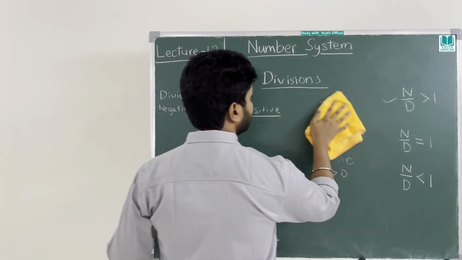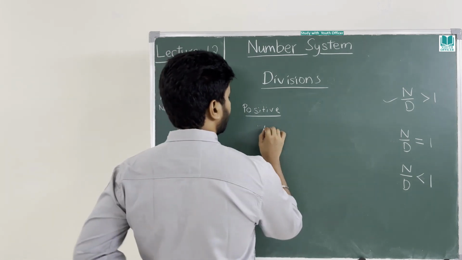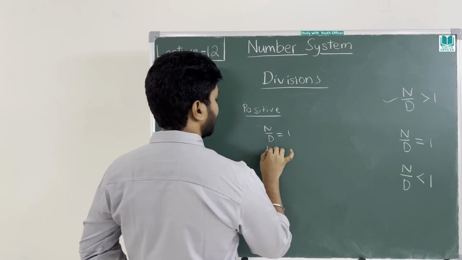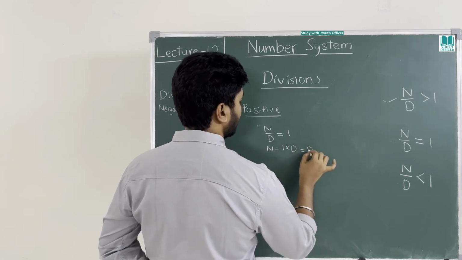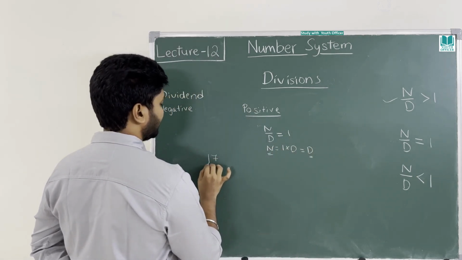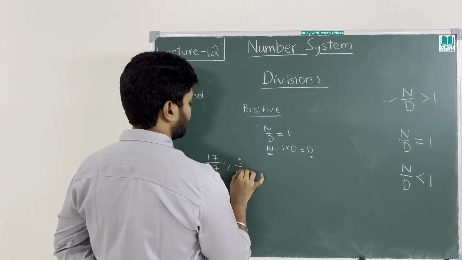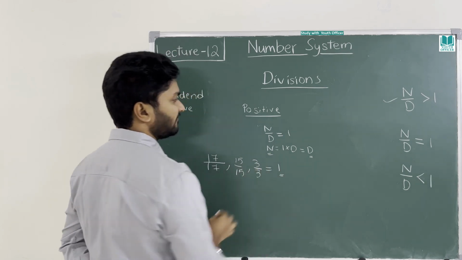Now, I will go to the second case. In order to make numerator by denominator equal to 1, if it is dividing on this side, when it goes to the other side, it will multiply. 1 into d is d only. That means the numerator should be equal to the denominator. Examples are 17 by 17, 15 by 15 or 3 by 3. All give you the answer 1.